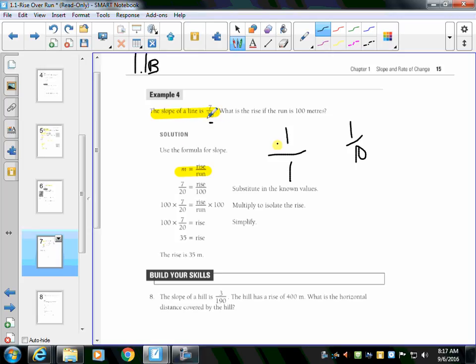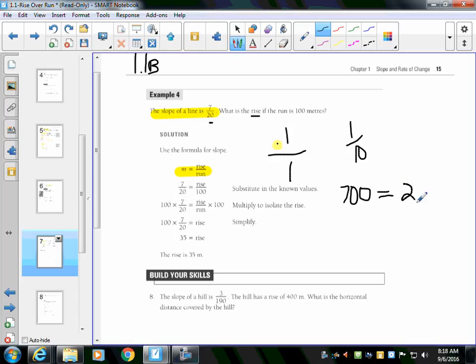So we plug in what we know. Well, the slope is 7/20. We don't know the rise, that's what we're looking for, and the run is 100. Now, this brings you to a point where, hey, look, that's exactly like Mr. Thal's line equals line type of questions. So what I would do is I'd cross multiply. So I'd end up with 700, right? Because 7 times 100 is equal to 20 times the rise.